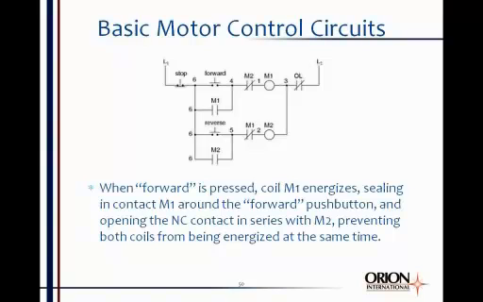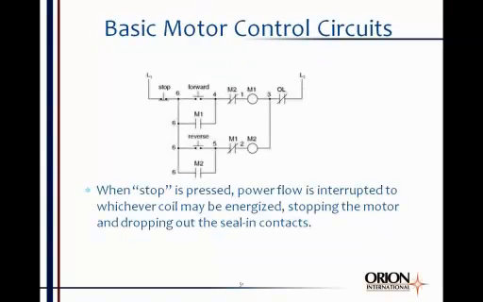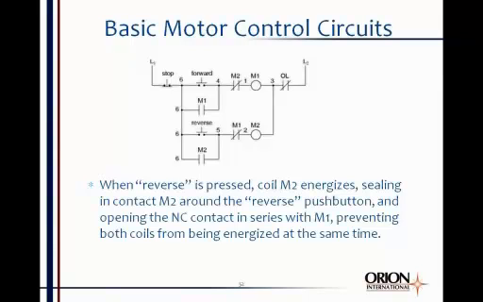And here's the explanation. When forward is pressed, coil M1 energizes, sealing in around contact M1 around the forward push button, opening the normally closed contact in series with M2, and that prevents both coils from being energized at the same time. When stop is pressed, power flow is interrupted, stopping the motor and dropping out all the contacts. When reverse is pressed, coil M2 energizes, sealing in around the reverse push button with this contact, and opening the normally closed contact in series with M1, preventing both coils from being energized.